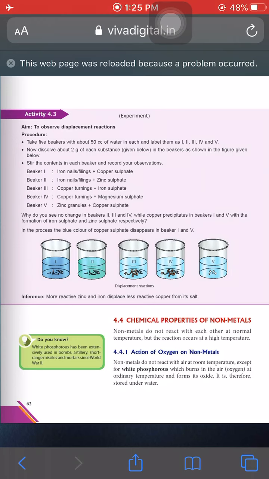Non-metals do not react with air at room temperature except for white phosphorus, which burns in air at ordinary temperature and forms its oxide. It is therefore stored under water. Now, in this paragraph, the important thing is which non-metal is kept under water. The answer is phosphorus, because when phosphorus reacts with oxygen, it produces heat and forms its oxide. So it is kept under water.